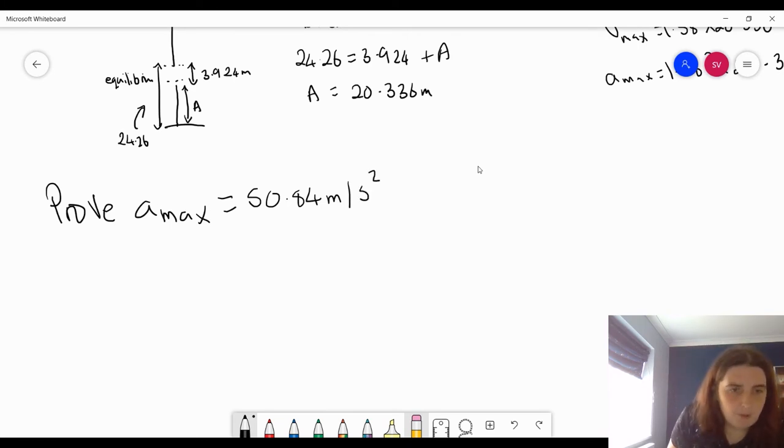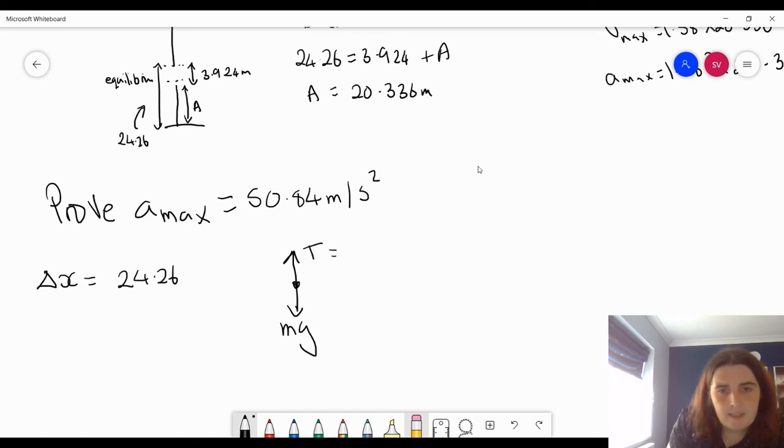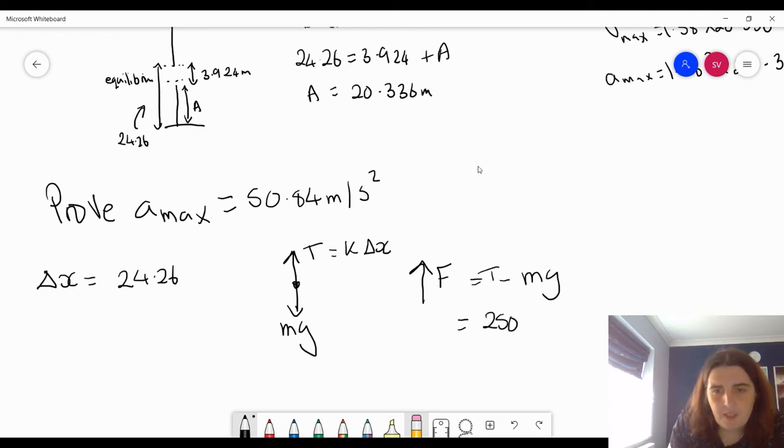So at the bottom, where I have a total extension of 24.26, I have an object with a tension going up and a weight going down. The tension is going to be k delta x. And I'm going to have a resultant force going up, which is the tension minus the weight. So it's going to be 250 times 24.26 minus 100 times 9.81.